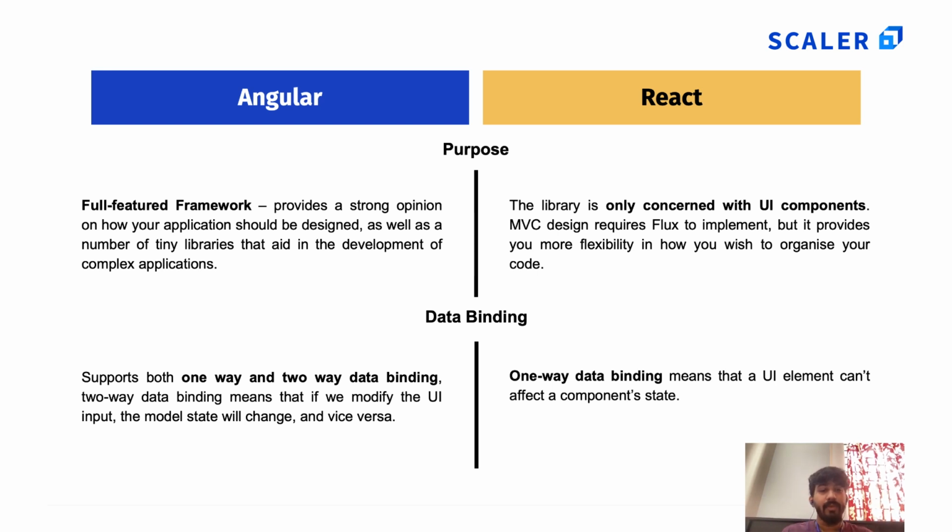One-way binding basically means that the UI element can't affect a component state. So when any input changes in the UI, it would not affect the component state. It will stay the same. So that's basically the difference between one-way and two-way binding. In Angular, you can still go with one-way binding, but in React, two-way binding is not available at all. You can only use one-way binding.